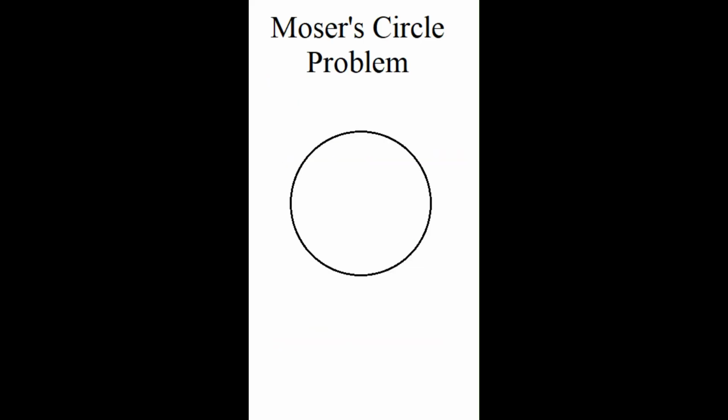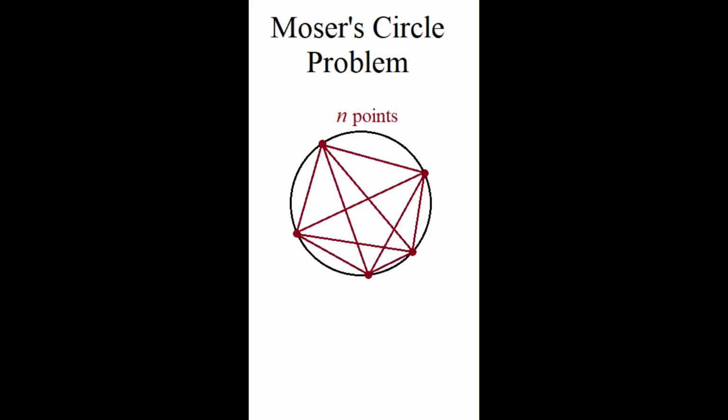Moses' circle problem asks, if I put n points on a circle and join all the points, what's the largest possible number of regions that this divides the circle into? Here's a formula for the answer.